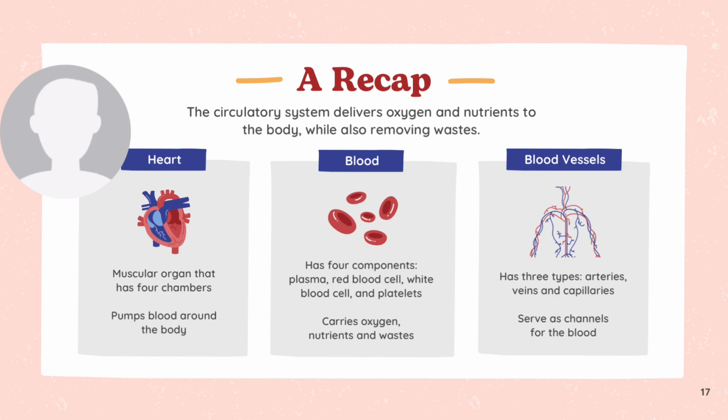As a conclusion, the cardiovascular system is split into three components, which are heart, blood, and blood vessels. The heart is a muscular organ that has four chambers and pumps blood around the body. The second one is blood, which has four components, which are plasma, red blood cells, white blood cells, and platelets, that carry oxygen, nutrients, and waste substances. And the last one is blood vessels, split into three components, which are artery, veins, and capillary, that serve as channels for the blood.